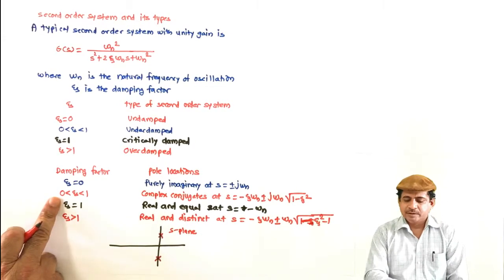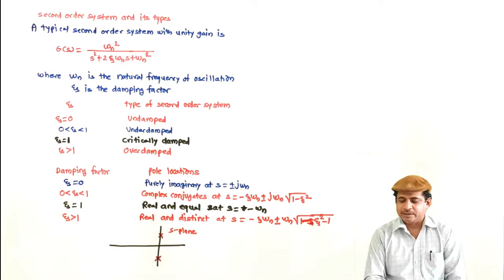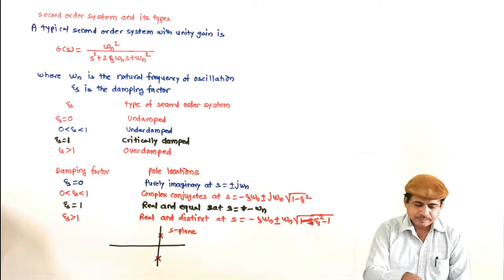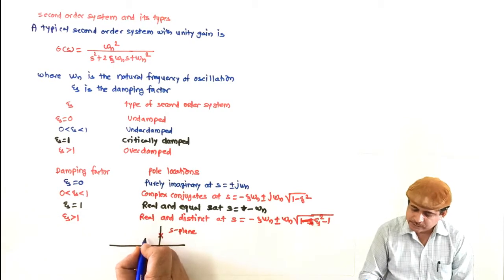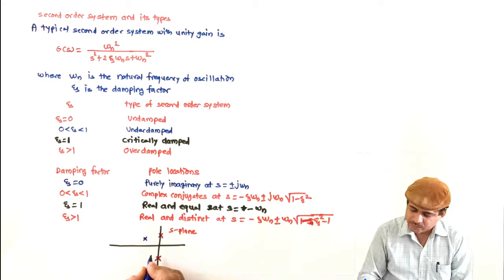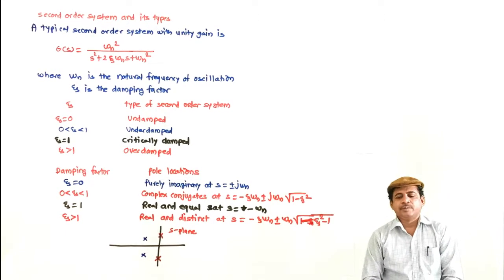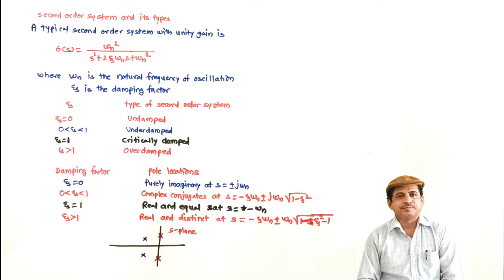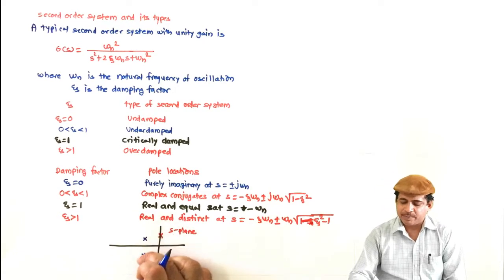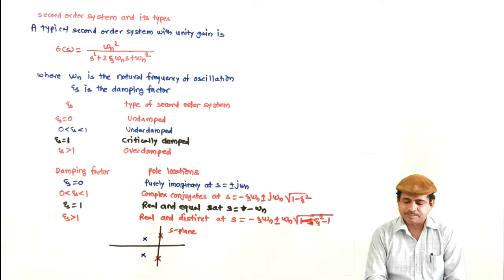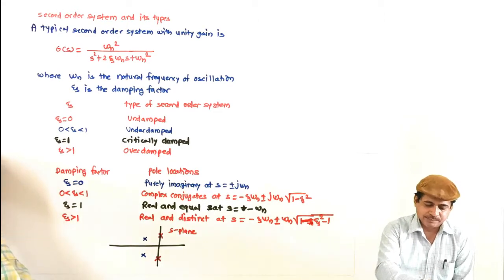Then when zeta is between 0 and 1, the roots will be somewhere here. They will be complex conjugates of each other, so they will have a real part as well as an imaginary part.